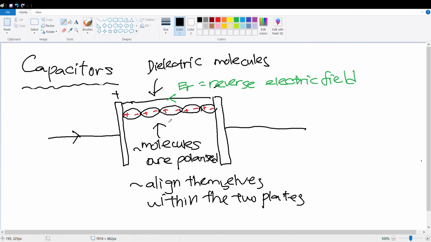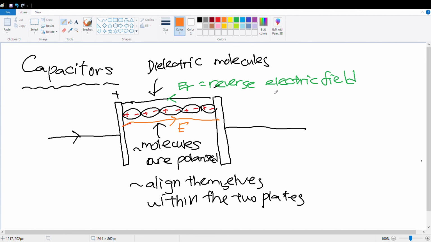The polarized molecules after that will eventually produce a reverse electric field. This is the reverse electric field which opposes the normal electric field. Assuming this one is our normal electric field, this is E and ER is the reverse electric field.